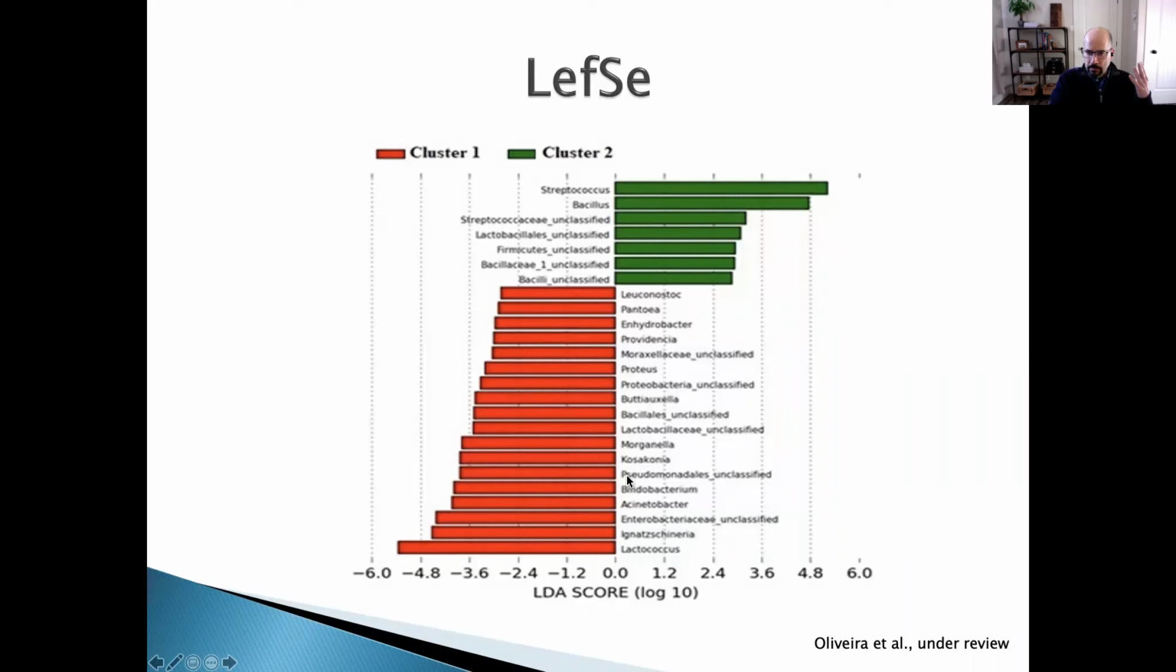Is that clear? Because you're going to see that a lot. So I think it's a very straightforward interpretation of this type of plots.